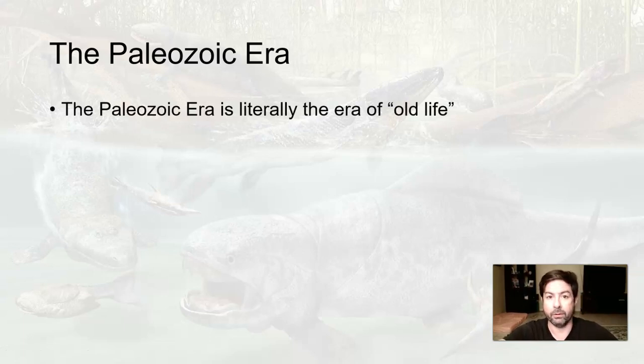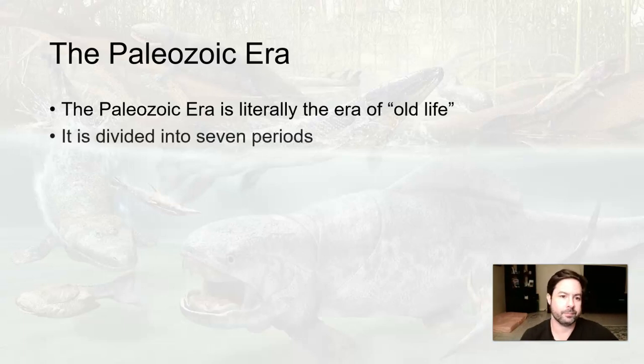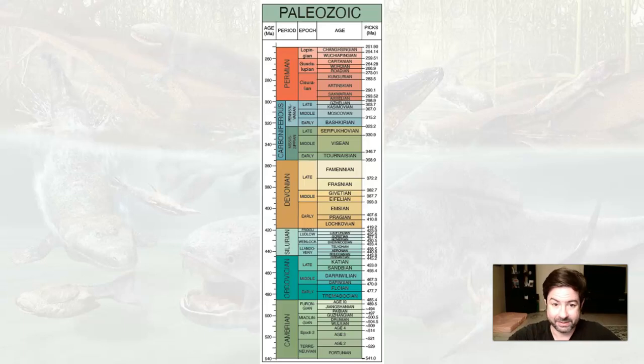The Paleozoic era, what the word means, is literally old life. It itself is divided up into 7 periods, starting from the Cambrian, then the Ordovician, Silurian, Devonian, Carboniferous, and Permian. The Carboniferous is split into 2 different periods, Mississippian and Pennsylvanian, depending on where you live.